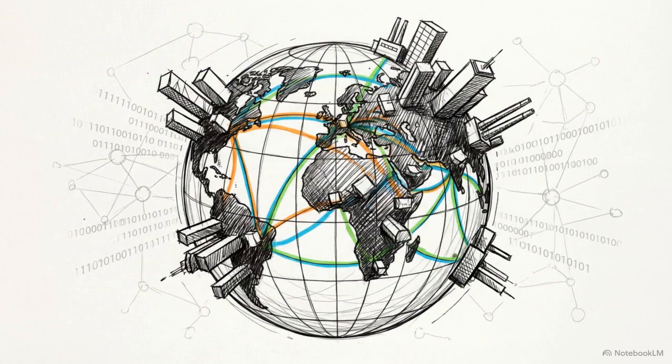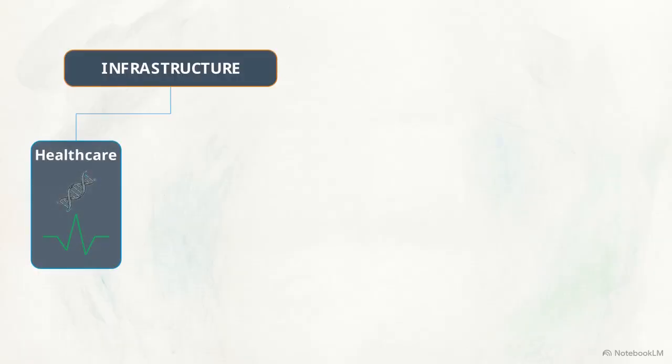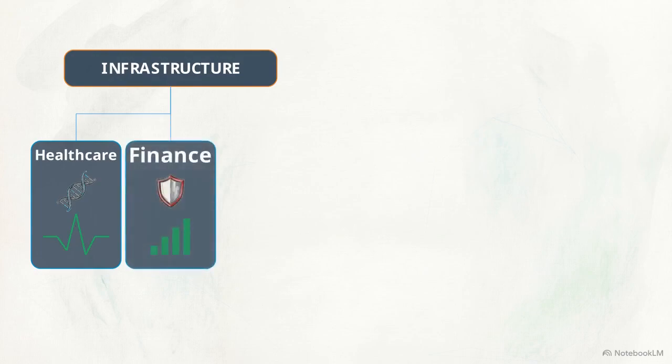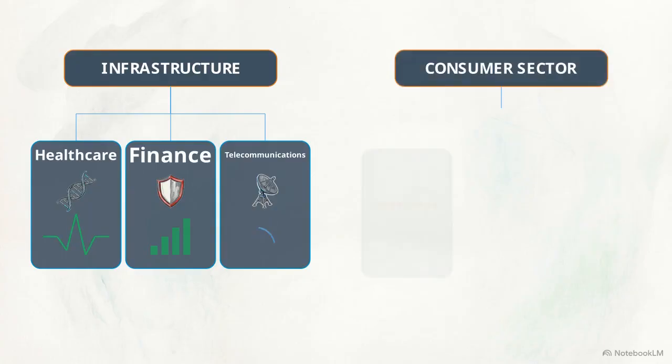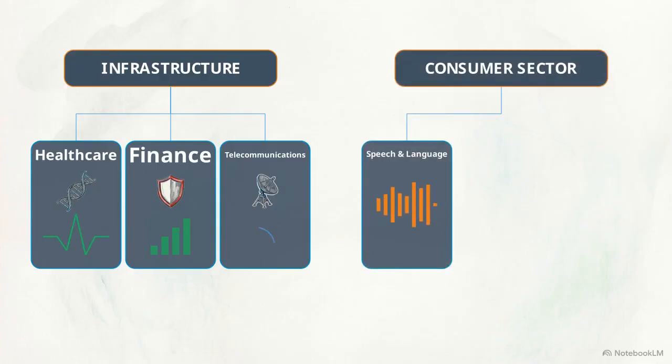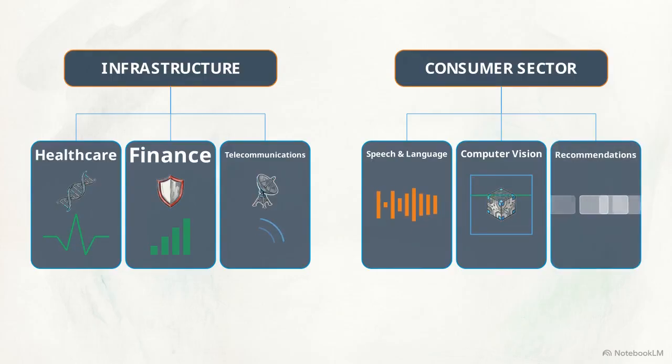These abstract models translate into a massive, real-world operational footprint across global industries. At an infrastructural level, machine learning executes disease detection and medical imaging in healthcare, fraud detection and market prediction in finance, and predictive maintenance in telecommunications. In the consumer sector, it powers speech recognition, natural language processing, computer vision, and the highly personalized recommendation engines driving platforms like YouTube and Netflix.